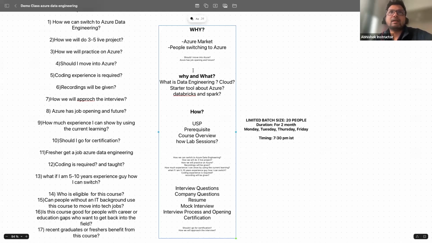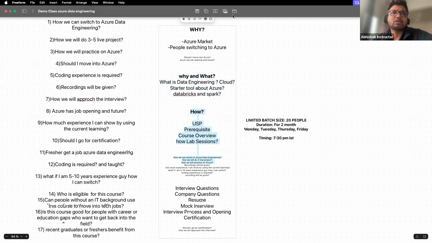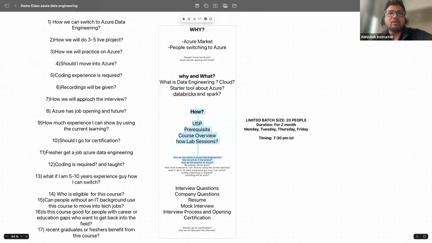Because this is about chances for freshers. So guys, first of all, I will start with why. Then I will give you an overview about what is data engineering and all of that. Then when we discuss prerequisites, I will come to that part as well. Freshers can enroll for this course as well. But just to answer your question, freshers can also enroll for this particular course. But why and how, I will come to that part slowly.